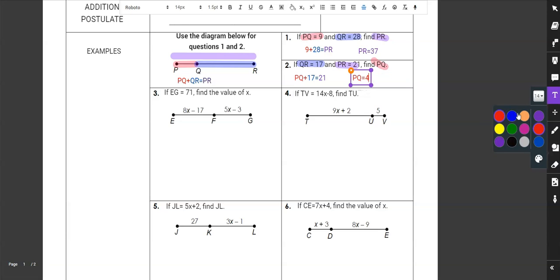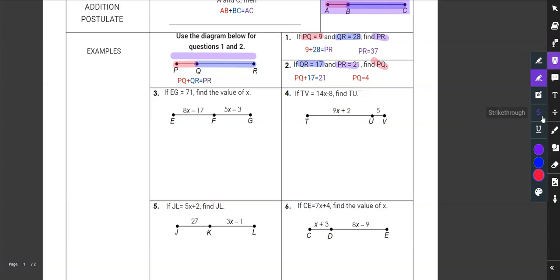Find the value of X. So in this case, we're going to go ahead and make a list of our givens, and then we are going to also highlight what we're looking for. So it looks like for now, we are looking for the value of X. So we're going to use the same scheme. So we have EG is 71. We have EF, and then we have FG.